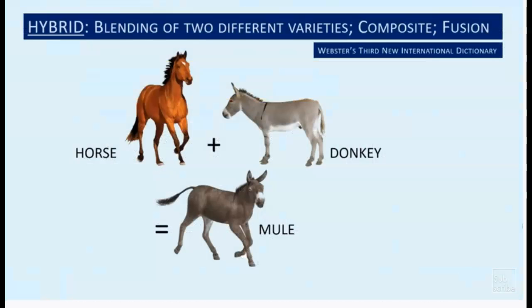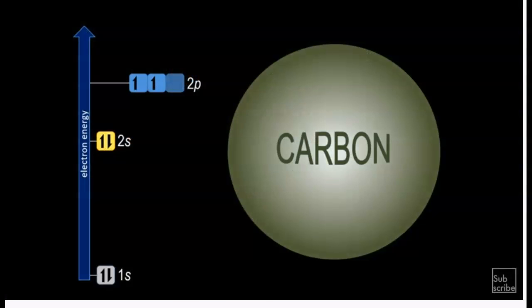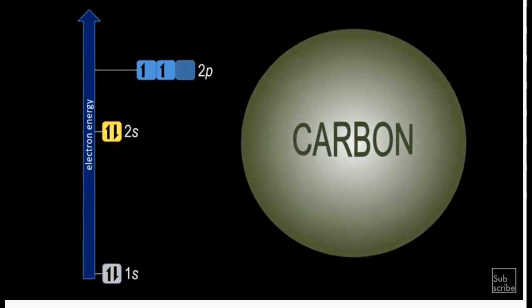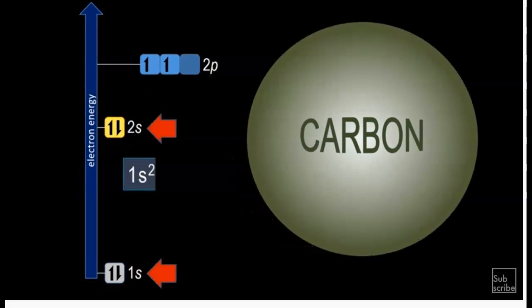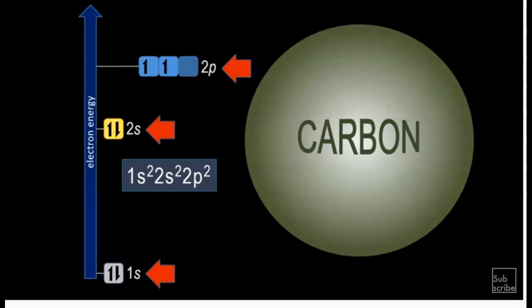Let's take a look at the word hybrid. It is a blending of two varieties. If you get a horse and donkey together, you get a mule, a blending or hybrid of a horse and a donkey. Let's get to hybrid orbitals, using carbon as our model. As a single atom, not bonded to anything, carbon has 2 electrons in 1s, 2 electrons in 2s, and 2 electrons in 2p. This electron configuration is the energy arrangement of carbon's electrons.